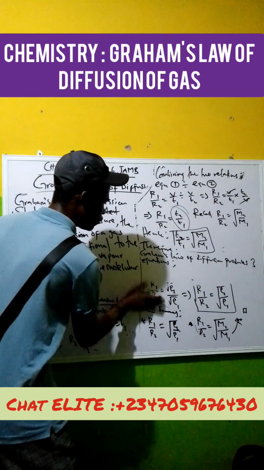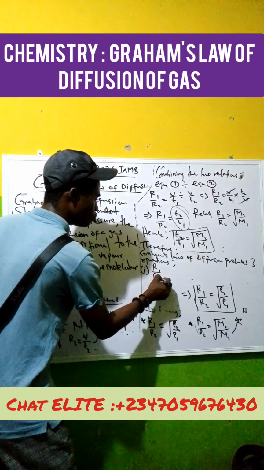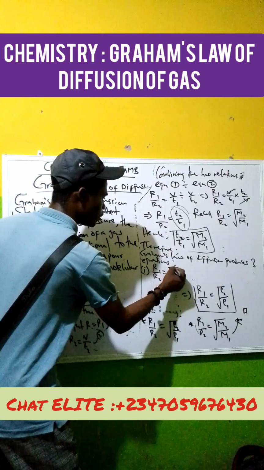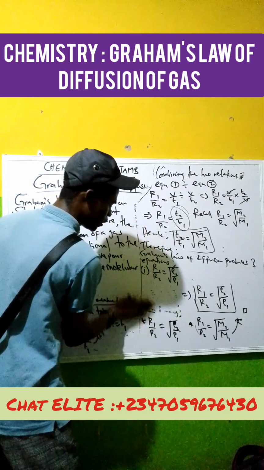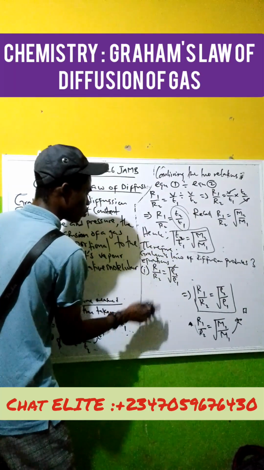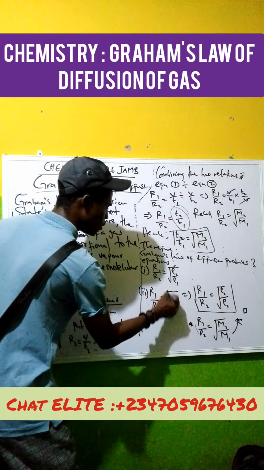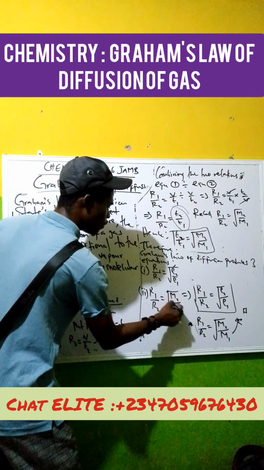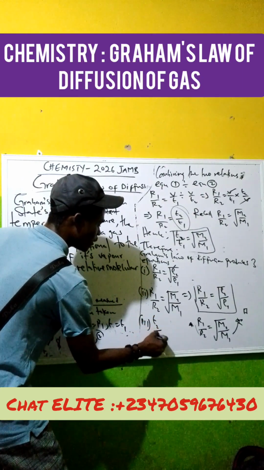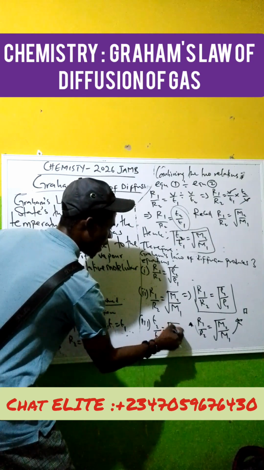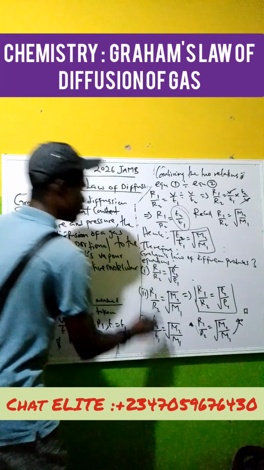And what are they? The first equation we got initially was R1 over R2 equals the square root of density 2 over density 1. The next equation was R1 over R2 equals the square root of M2 over M1. And lastly, T2 over T1 equals the square root of M2 over M1.